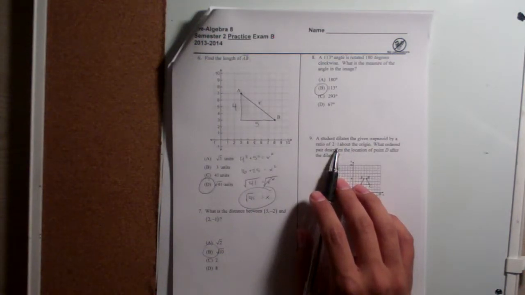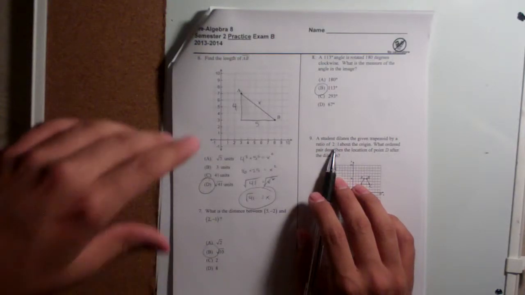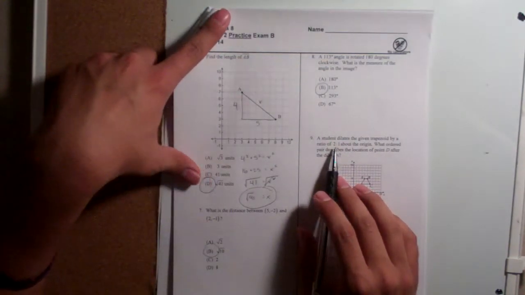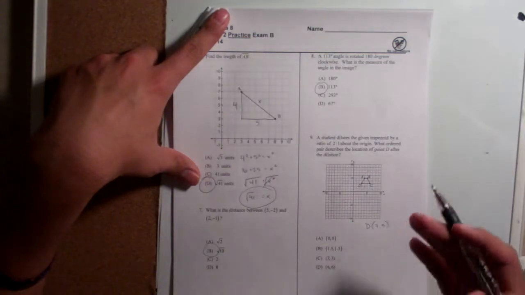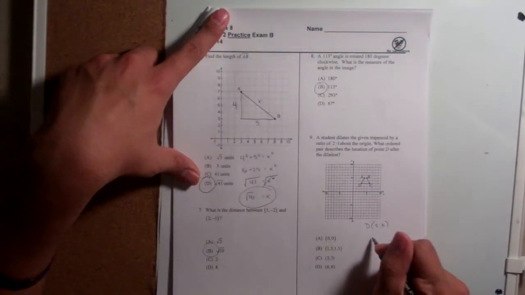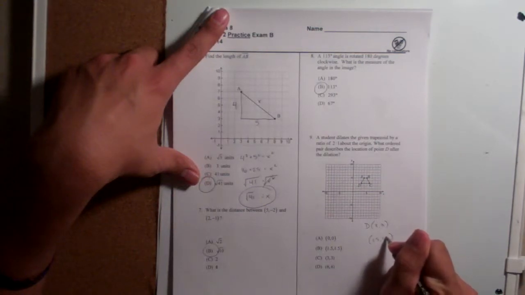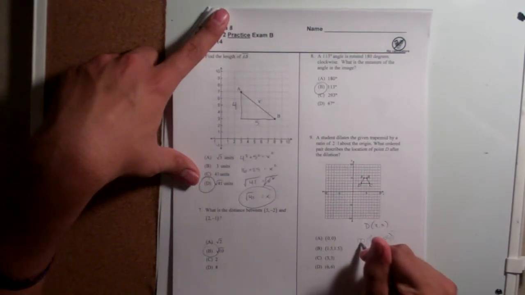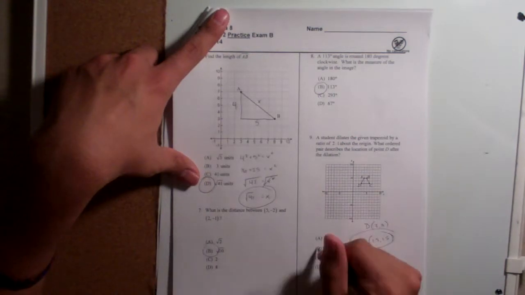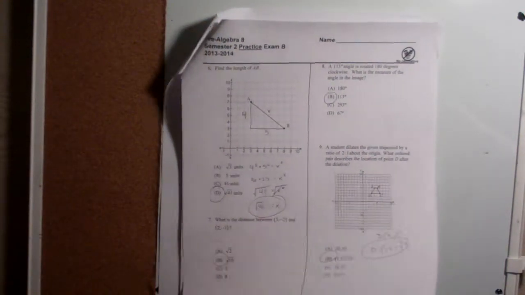So we're definitely getting smaller here, right? It looks like we're cutting in half. We're dividing by 2. So we're cutting this coordinate in half. We have to find what is half of 3 and 3. Well, that's 1.5 comma 1.5. And that is D prime. So with this, B is our answer for number 9. Number 10.